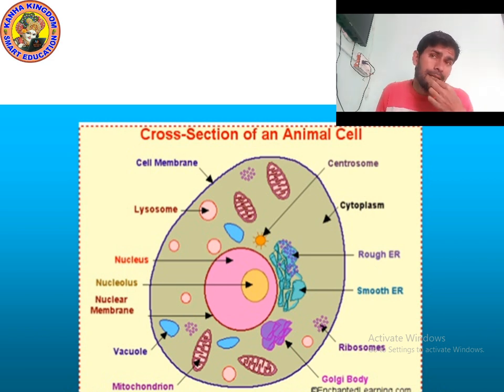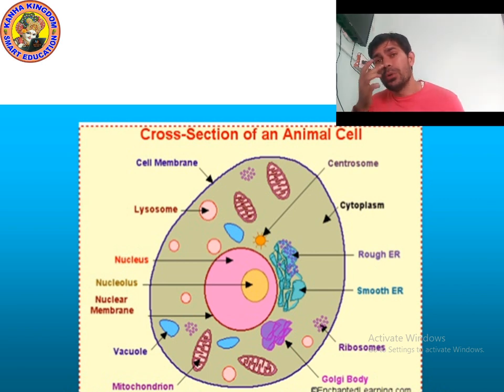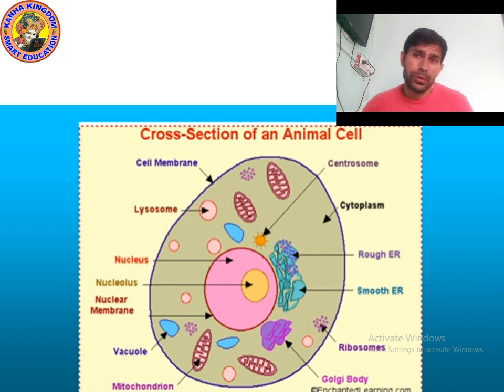And the cell wall is present only in plant cell. It provides rigidity, support, and protection to the cell, and it also gives shape and size. It is found in fungi, bacteria, and plants. It is present at the top of the plasma membrane, means it surrounds the plasma membrane. It is around the cell membrane, you can say.